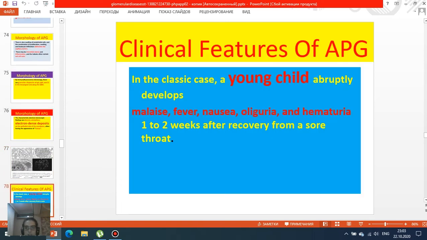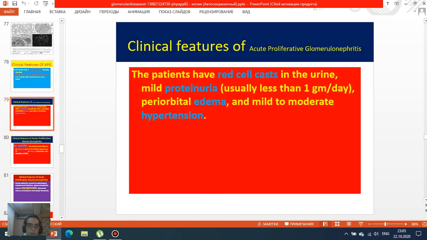Clinical features of acute post-streptococcal glomerulonephritis. In the classic case, a young child abruptly develops malaise, fever, nausea, oliguria, and hematuria, 1 to 2 weeks after recovery from a sore throat. The patients have red cells in the urine, mild proteinuria, usually less than 1 gram per day, periorbital edema, and mild to moderate hypertension.